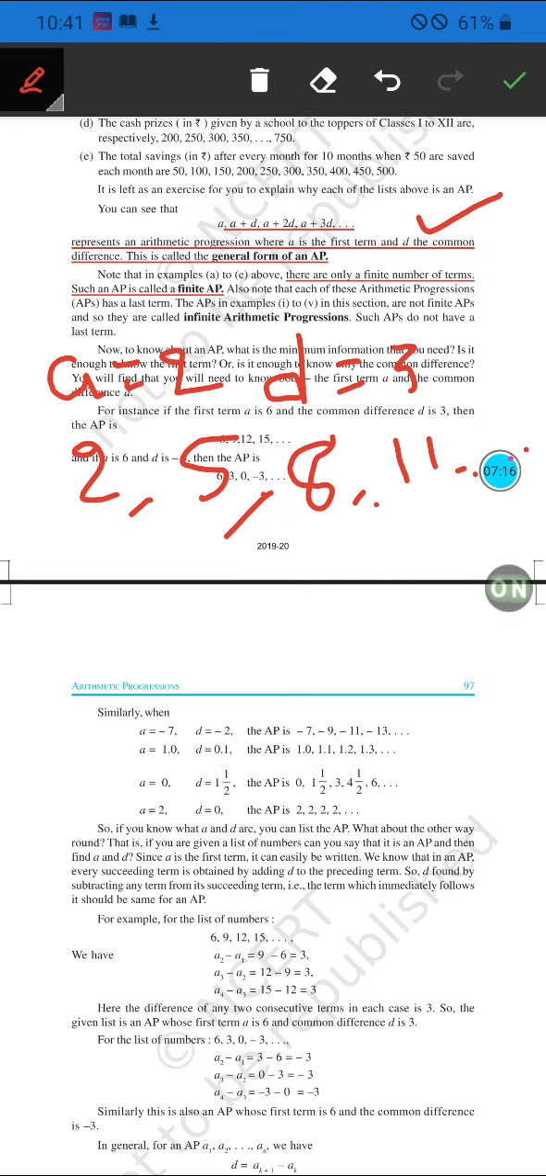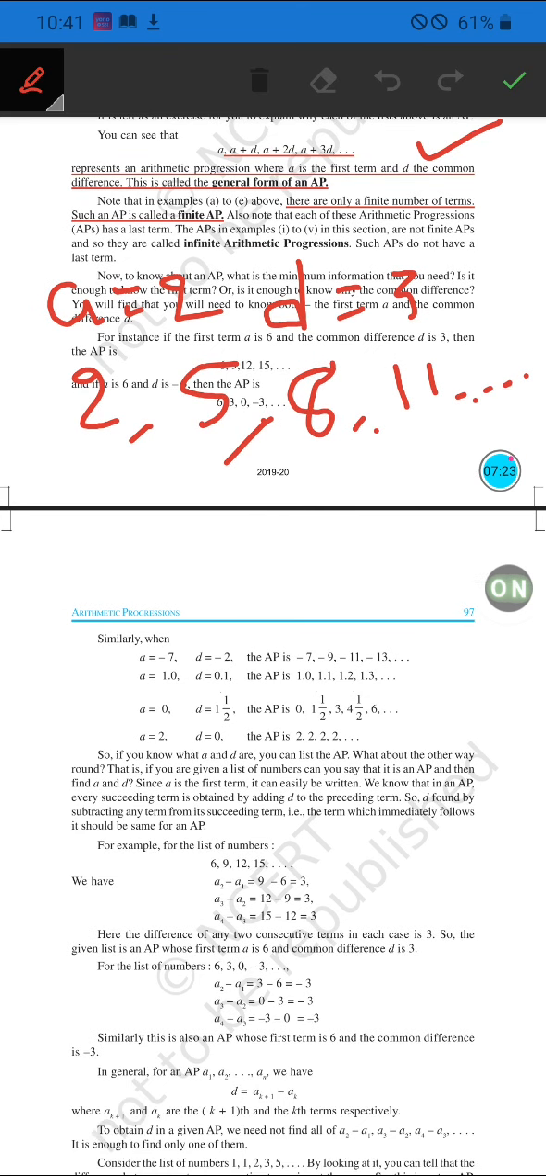If you take A as 2 and D as 3, what do we get? The first term A is 2, and the next, A plus D, means 2 plus 3, which is 5. Next, A plus 2D: write 2 in place of A and 3 in place of D, so the third term becomes 8. Writing 2 in place of A and 3 in place of D, the fourth term becomes 11. You can check afterwards.